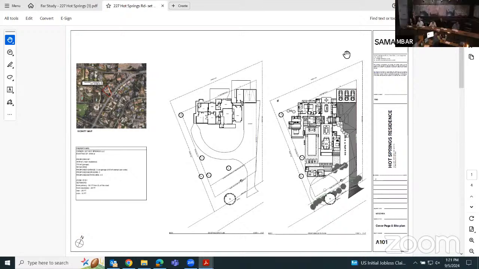So I did get copied on that, so it doesn't look like the planner uploaded those files. We can do a couple things. We can come back to this item, or we can take a little break and I can download those files. So let me ask, is there a sheet that had an FAR information? Is it on that?